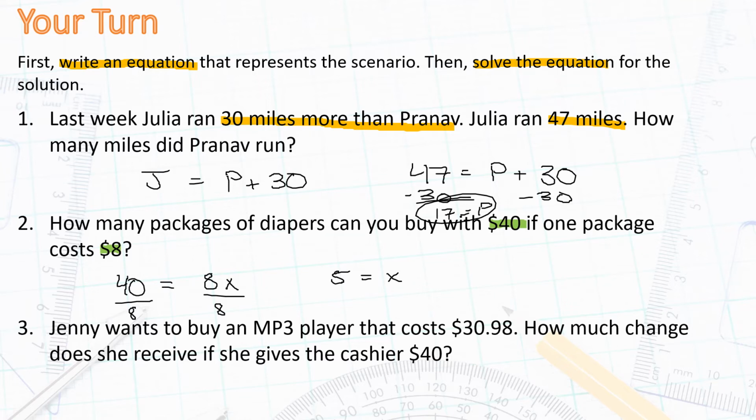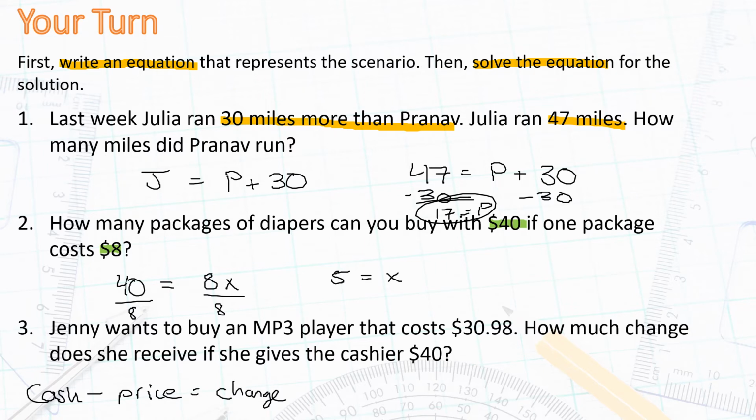Jenny wants to buy an MP3 player. This shows how old this question was when I pulled it off the internet. MP3 player that costs $30.98. How much change does she receive if she gives the cashier $40? So thinking about story, you've got price, and then, I guess let's think of it this way. I'm going to redo that. So we've got how much we pay, so the cash we have minus the price equals the change. That would be how you would determine change.